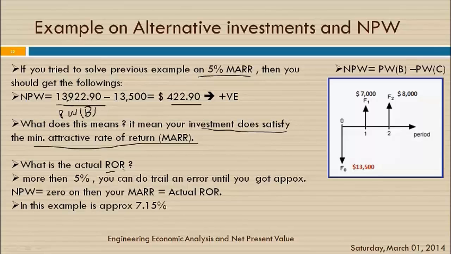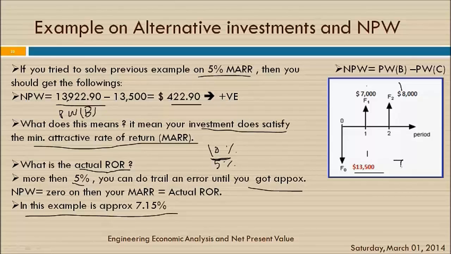If you want to calculate the actual rate of return, because here we are putting 5% and we're checking if we are satisfying this 5% or no, but what's the actual? The actual should be more than 5%, because when we did 10% we failed, we got negative, and when we did 5% it came positive. So your value is somewhere here. How much somewhere here? This needs trial and error. So you can do your trial and error until you get the approximate value. I did it and I found it's approximately 7.15. So this investment, if you pay 13.5 today and you get at the first year 7 and you get at the second year 8, as if you are gaining a 7.15% rate of return.